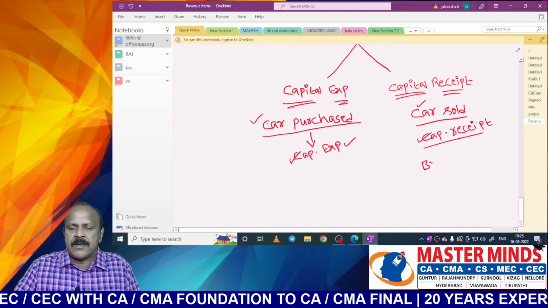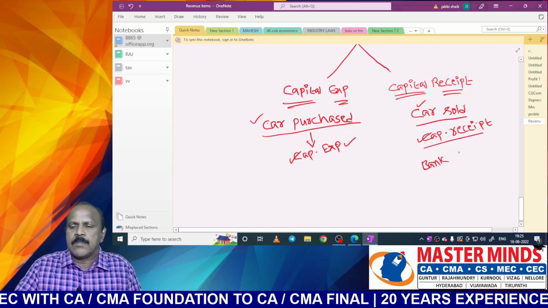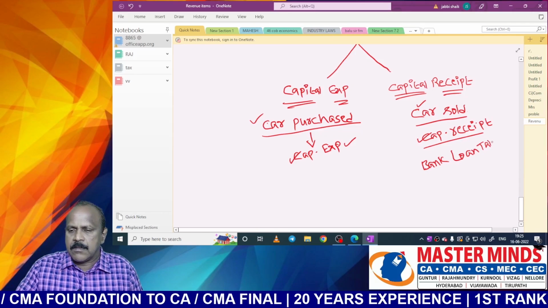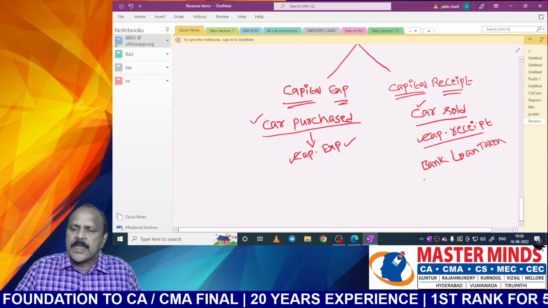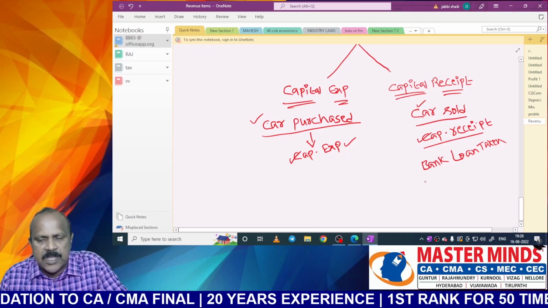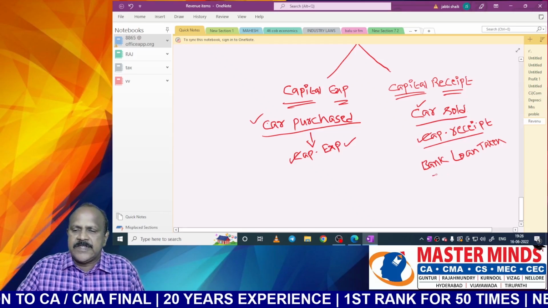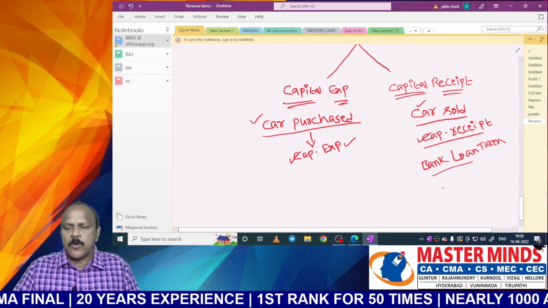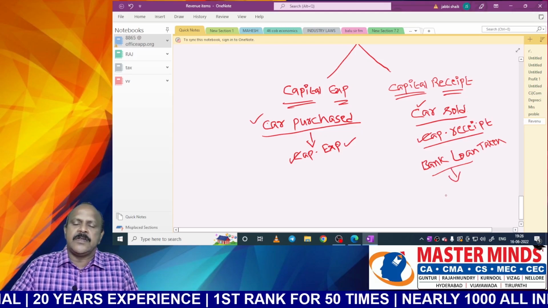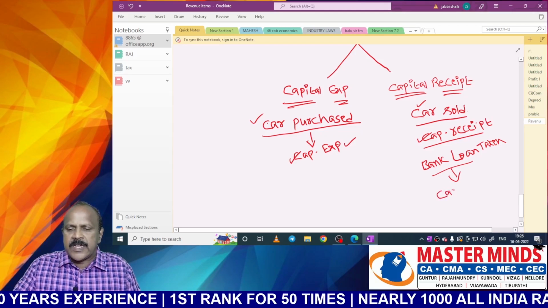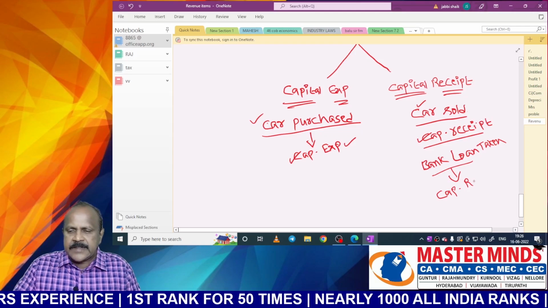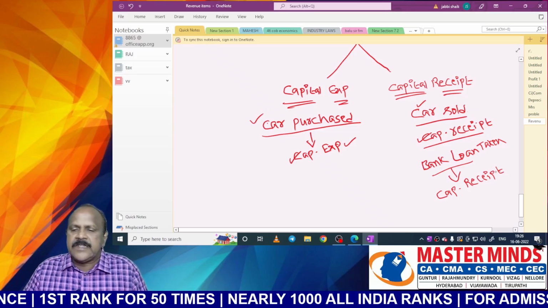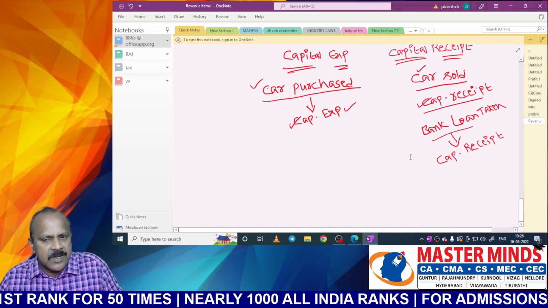Bank loan taken. Loan taken in the sense we receive an amount of cash. Bank loan is a capital item. Here we are receiving some amount of cash towards bank loan. So the amount received towards bank loan is called a capital receipt. That is, the receipt of amount is in capital nature. The receipt of amount in capital nature, like this.